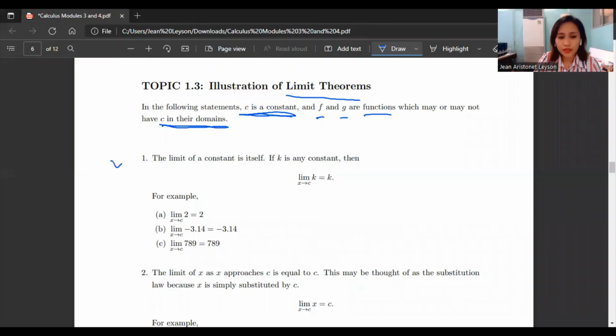The first theorem that we have is the limit of a constant is itself. If k is any constant, then the limit of k as x approaches c is still k. For example, the limit of 2 as x approaches c is still 2. Because again, a constant will never change its value. 1 will always be 1, 2 will always be 2, 3 will always be 3. So the limit of that function will be the constant itself.